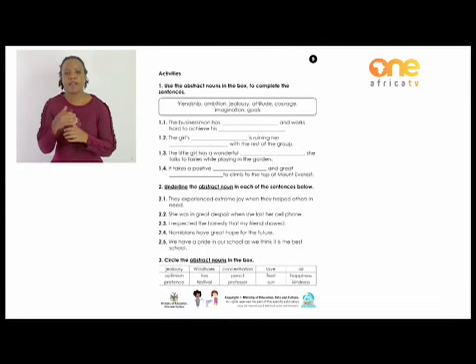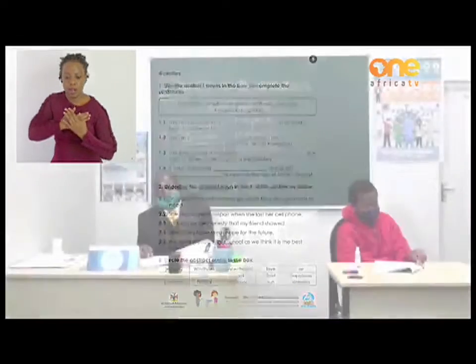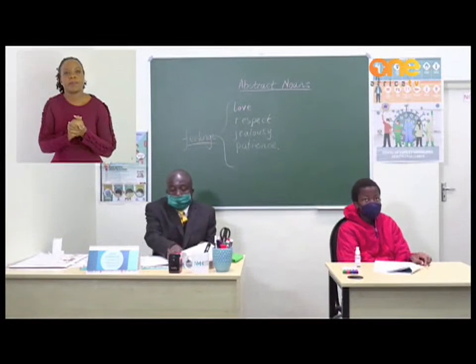Still on the same page, we have activity 3. Circle the abstract nouns in the box. We have quite a number of abstract nouns there, but they are also mixed with verbs, mixed with adjectives, etc. Just pick on abstract nouns and circle them, like the word love.